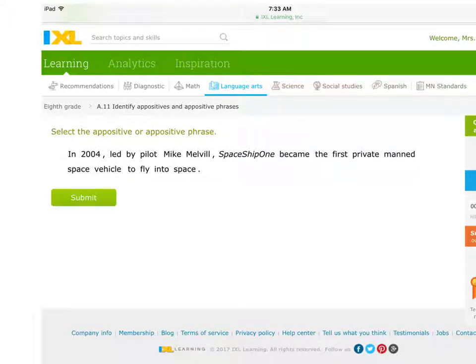Here we have an example of an essential appositive. It's not going to be surrounded by commas because I can't take it out. So here's the sentence. In 2004, led by pilot Mike Melville, Spaceship One became the first private manned space vehicle to fly into space. So I'm looking for a noun that's been described, and the noun that's being described again is pilot. Mike Melville is describing the pilot.